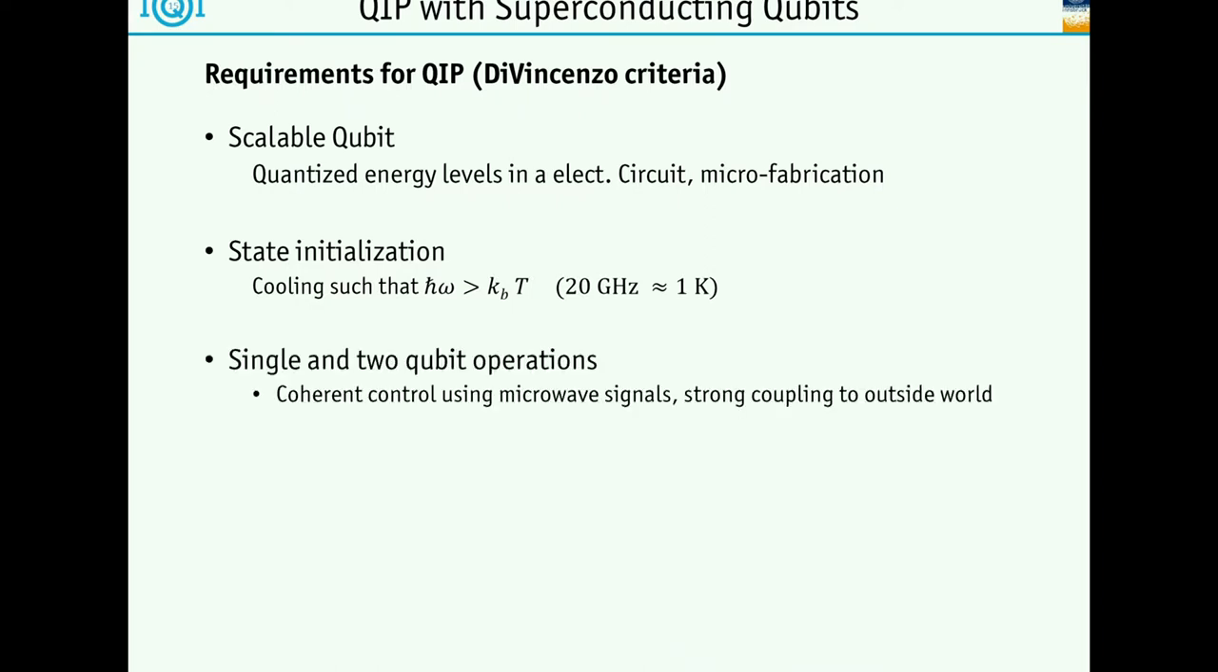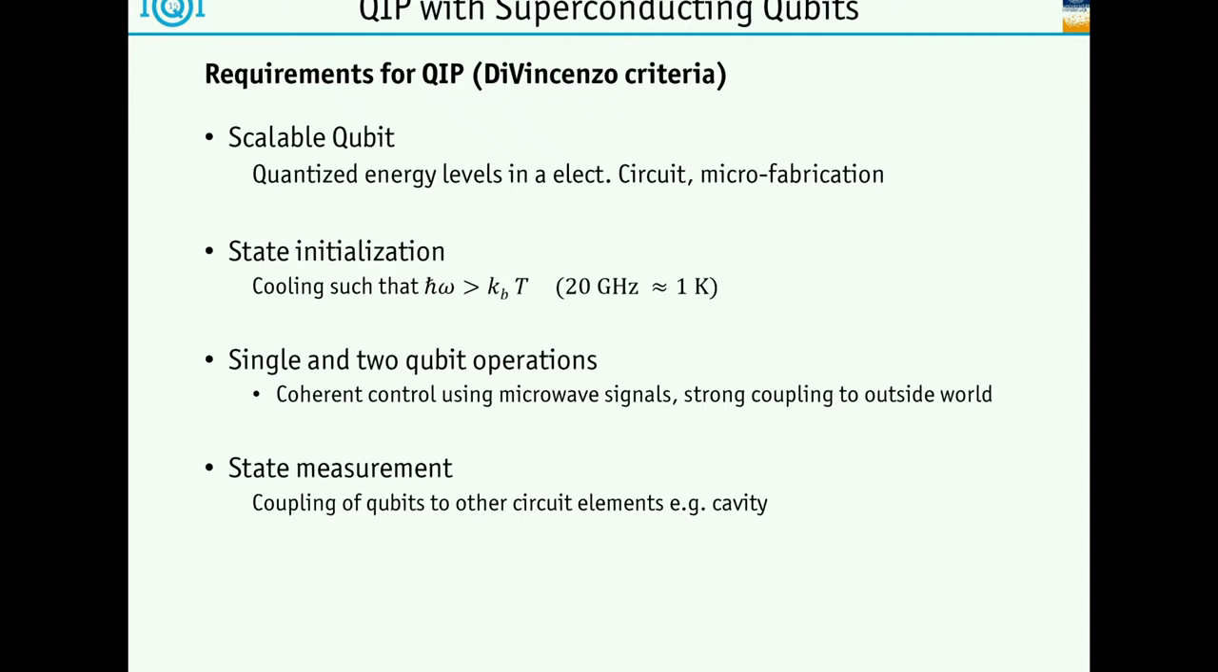So we also, of course, need single and two qubit operations. So we have to be able to run operations. This is actually almost straightforward. You have this very nice microwave control. We have this very strong coupling. So actually doing gate operations, and very fast gate operations, is not too difficult.